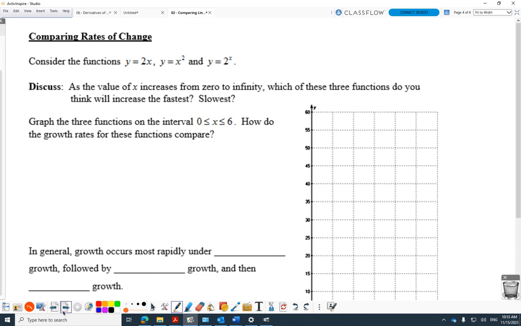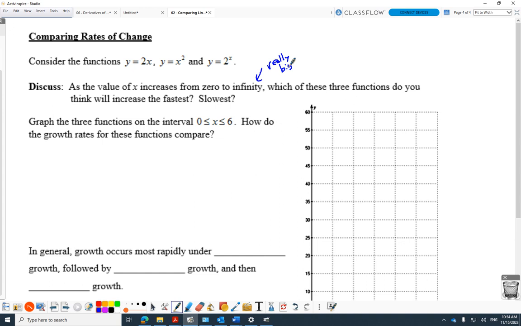As the value of x increases from 0 to infinity, and if infinity bothers you, from 0 to really big, that's what infinity will mean for us for a while. At least till the end of advanced functions, we can get away with just thinking infinity means really big, bigger than anything else in the question, off the charts huge. Which of the three functions do you think will increase the fastest or the slowest?